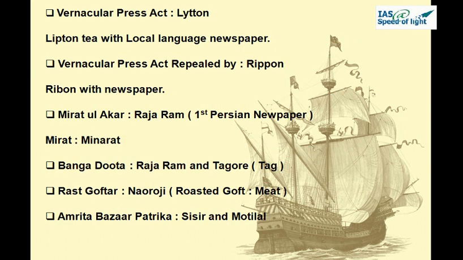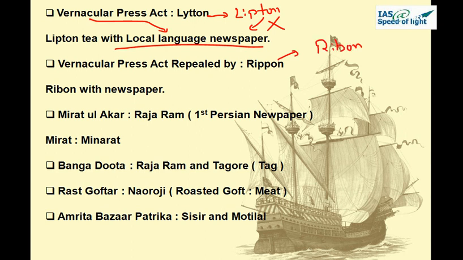Vernacular Press Act was passed by Lytton. We have already seen that Lytton was Lipton tea, and Lipton tea doesn't taste good with the local newspaper. So vernacular is actually local language newspaper. So Lytton was the one who introduced the Vernacular Press Act. It was repealed, pushed back by Lord Ripon, and our picture for Ripon was ribbon. The daily newspaper you get comes with a ribbon. The whole newspaper, if this is the newspaper bound, you put a ribbon around it.